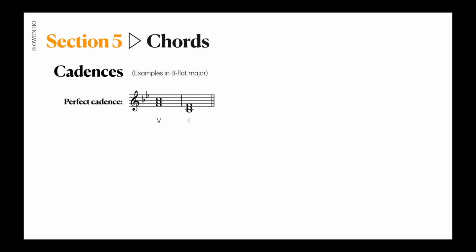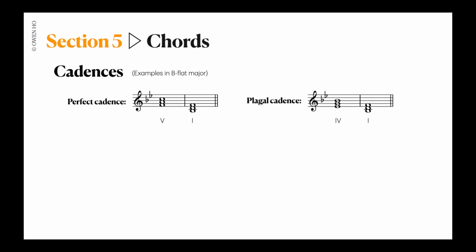First, the perfect cadence, and in this cadence we have chord 5 followed by a chord 1, and that usually signifies the end of a musical phrase. And then we have what we call the Plagal cadence, in which we have chord 4 going to a chord 1, and similarly it also signifies the end of a musical phrase, and usually people would describe it as less strong than the perfect cadence.